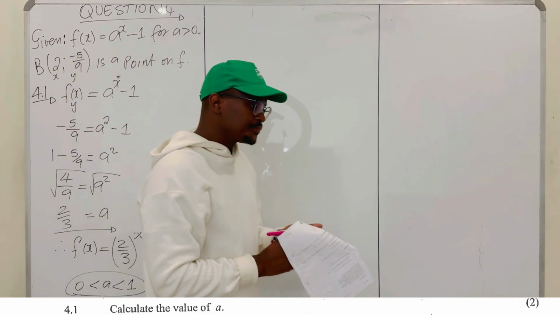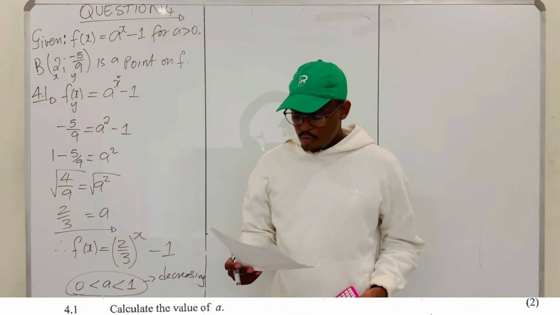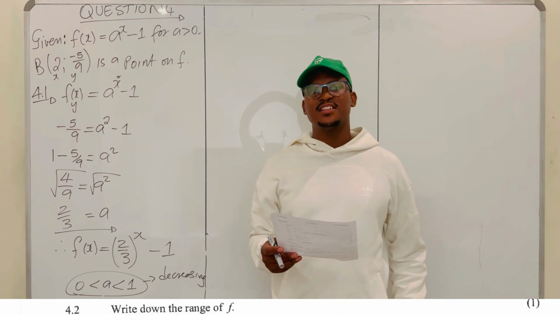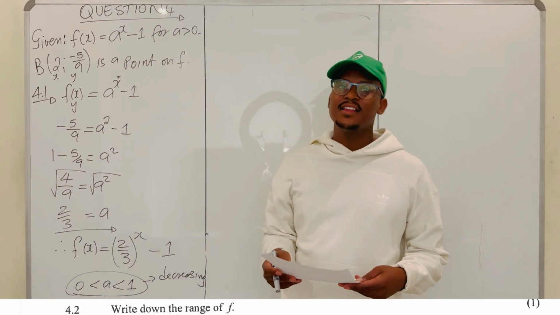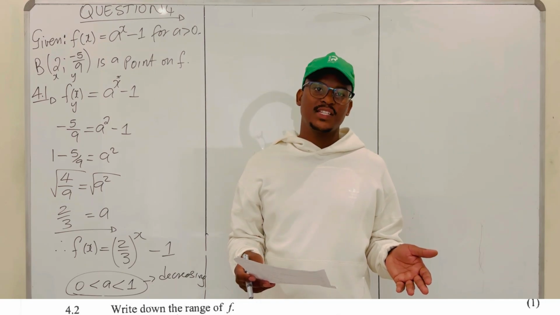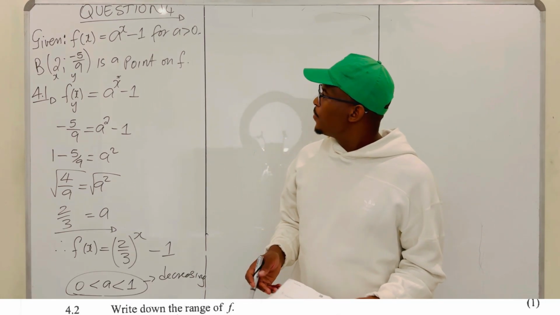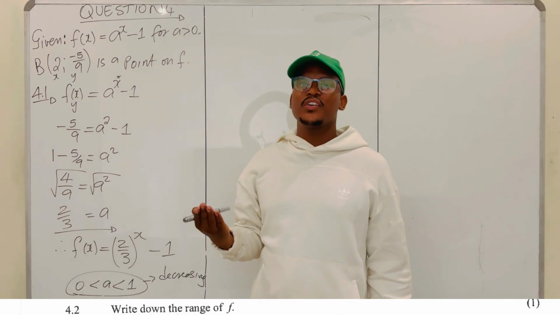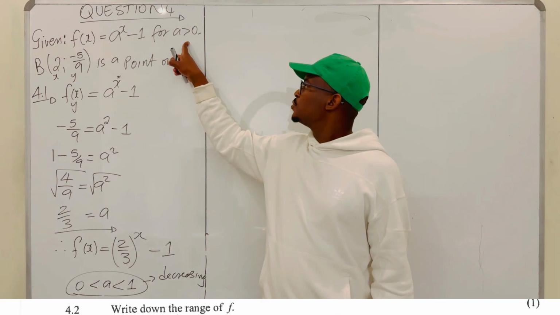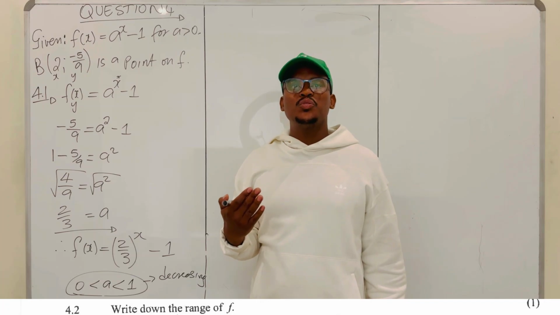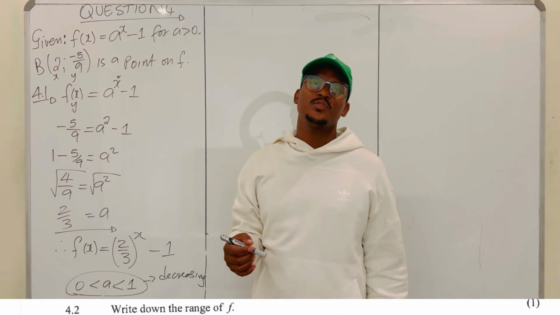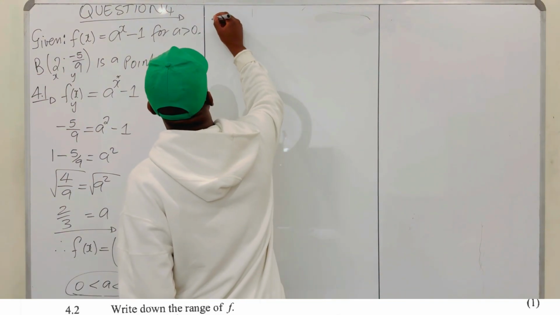Then, what are they saying at 4.2? They want us to write down the range of f. What is the range? I always define the range simply as the set of y values that the function uses, right? Because a is positive, I said this function is above the asymptote, so it will use values above the horizontal asymptote. So the y values that you will use are the y values that are above that horizontal asymptote. So where is the horizontal asymptote?